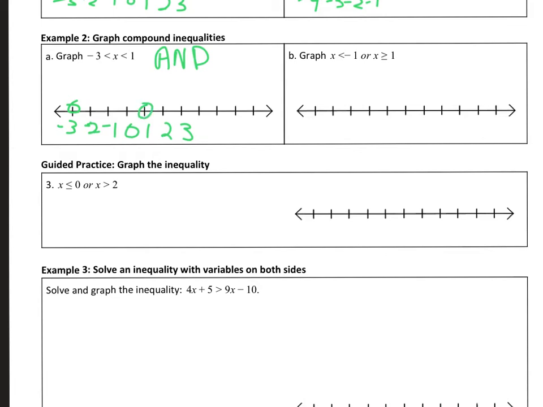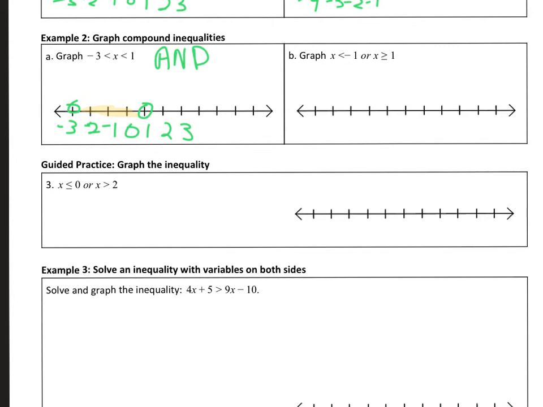So when we think about and inequalities, generally they're going to be where you shade in between the 2 points you graph, and that's going to be the case here. I'm going to shade in between -3 and +1. Okay, and that is graphed. So it's saying x is greater than -3 as long as it's still less than 1. So that's an and inequality.